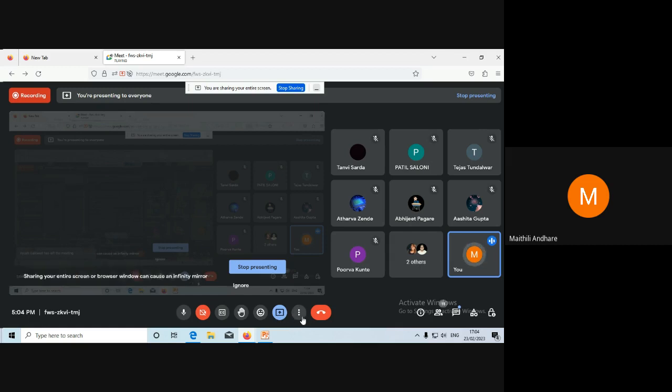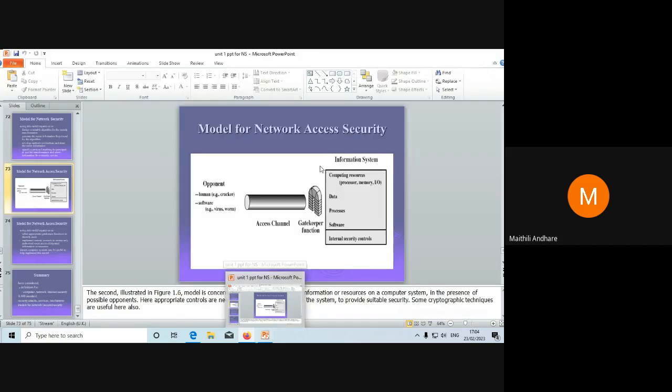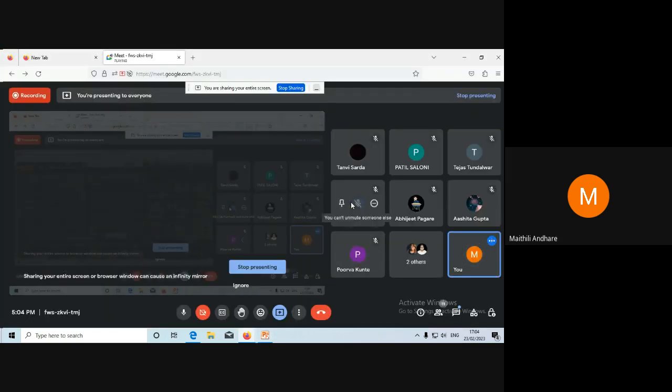Yes, so as to protect the data, what can we do? Yes, Atharva, Abhijit. Yes, like a security guard, but what is the technical word?